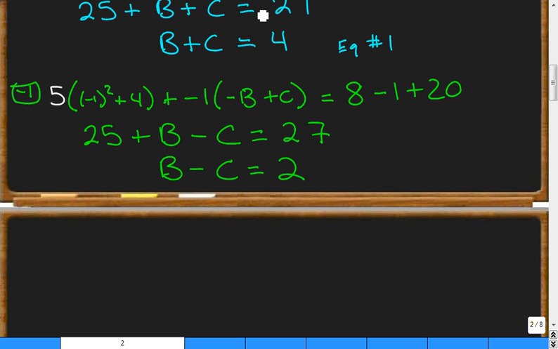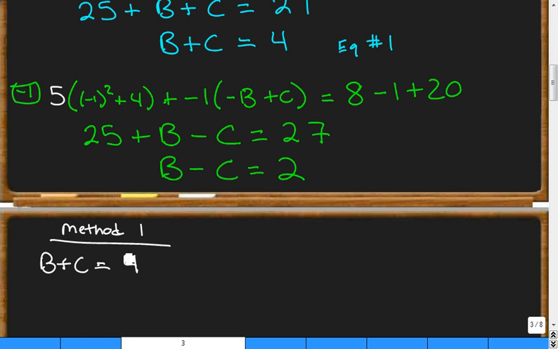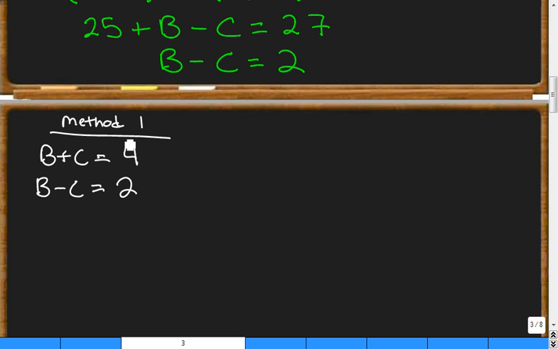So we can think about solving these equations in multiple ways. You can use the addition method. Method 1, our addition method, where we have B plus C equals 4 and B minus C equals 2. If we add these together, the plus C and negative C cancel. B plus B is 2B, C plus negative C is 0, and 4 plus 2 is 6. So we would get B to equal 3.